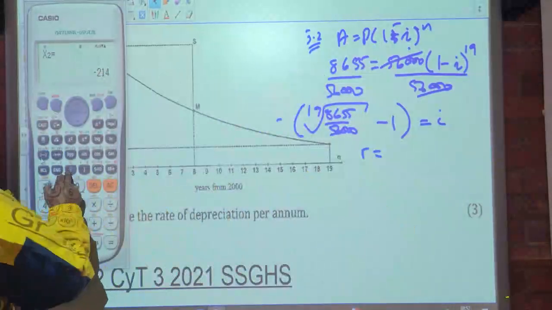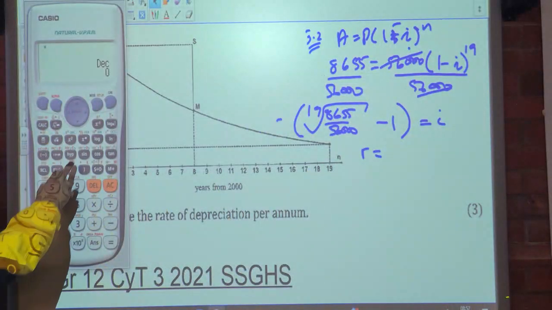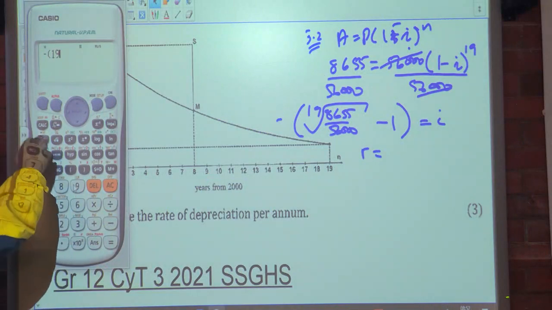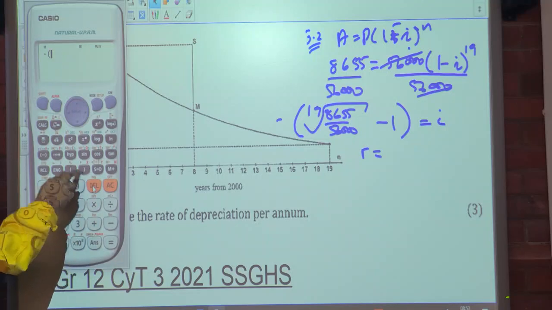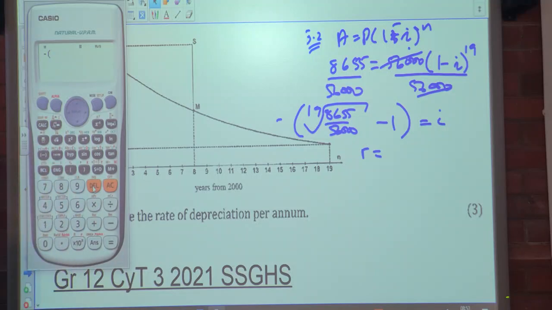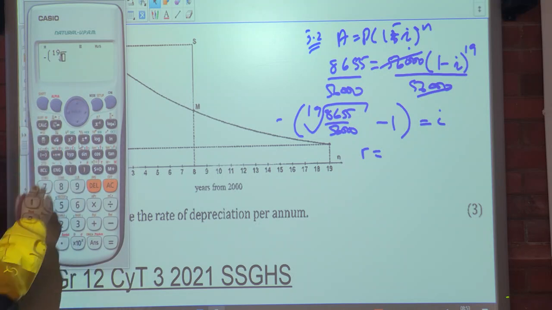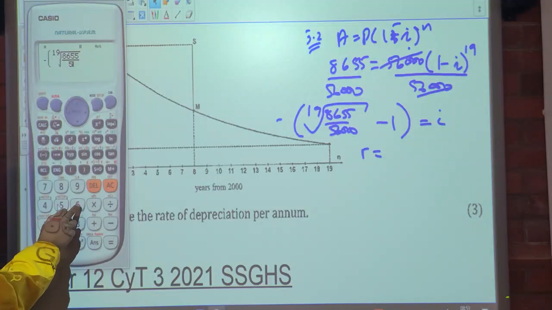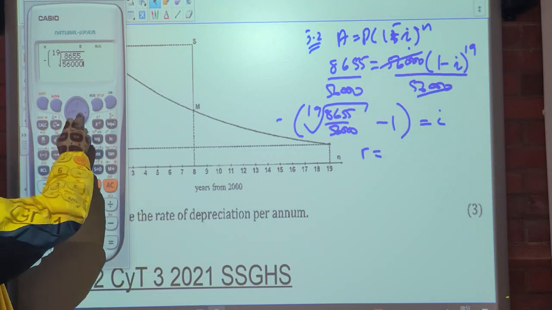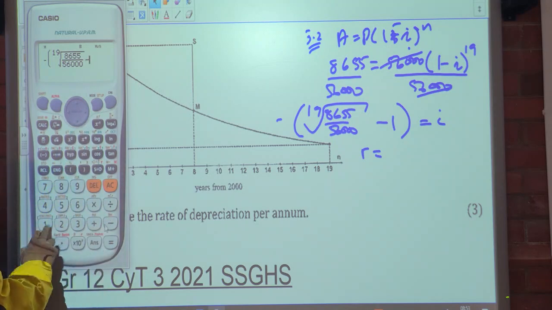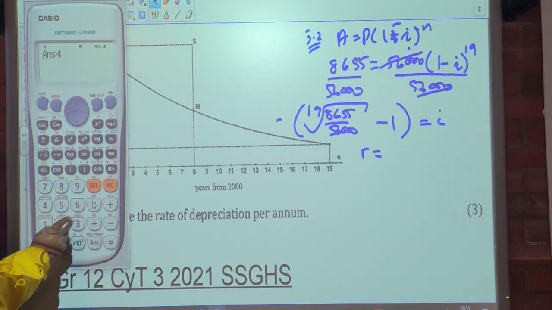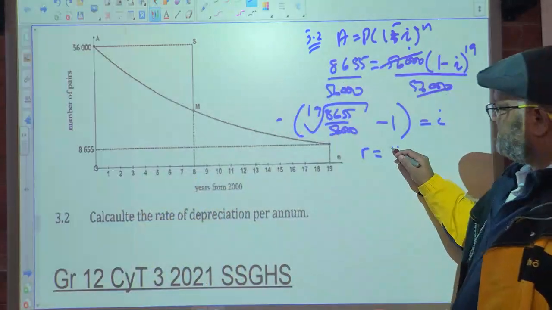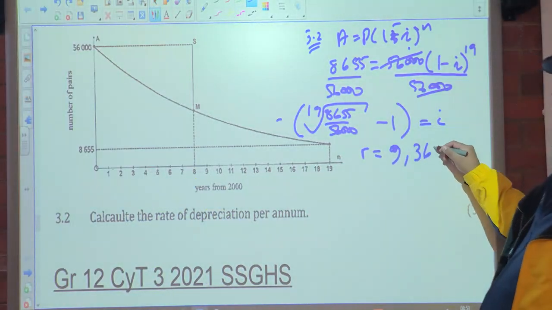So it's negative, open brackets, the 19th root of 8655 over 56,000, minus 1. Multiply the answer by 100, and this gives you 9.36%. 9.36%. Is that correct?